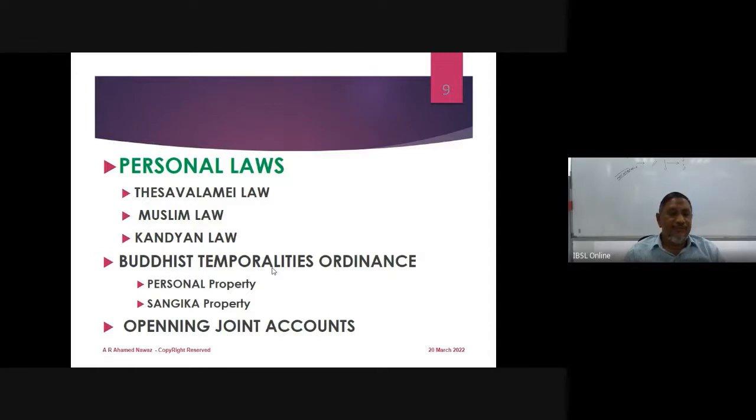Therefore, under Muslim Sharia law, if a Muslim marries below 18, he or she is treated as a major. Once he or she is married, they become a major. The age is not material.